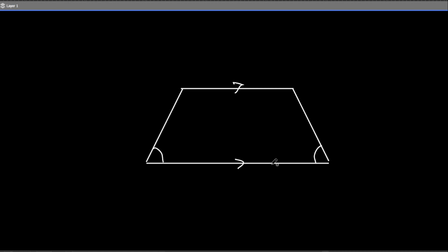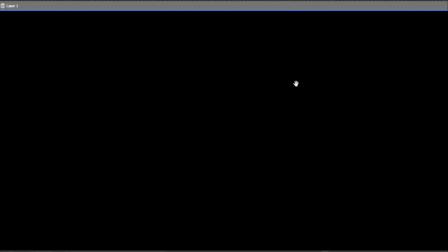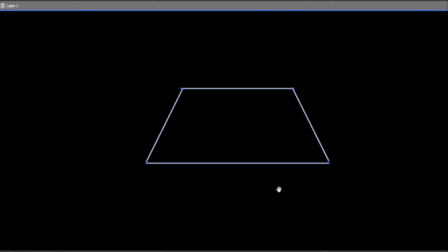Then we have one that talks about the diagonals. So let's scooch that out of the way. Let's do this. And let's make the diagonals a different color. You remember what the diagonals are? It just goes from one vertex to the other, to a non-consecutive vertex is what we would say.